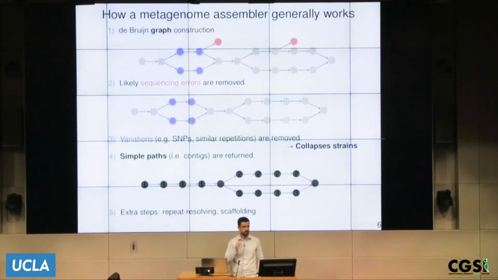So this slide is a high-level overview of how a genome and metagenome assembler works. It starts with a simple step, which is to construct a graph. And typically in a metagenome assembly, it's the de Bruijn graph. And then there are a number of operations being done on this graph. First is that the likely sequencing errors are removed from the graph. And also then variants, typically SNPs, small indels, are identified and removed from the assembly. So this has an important effect, which is to collapse strains.